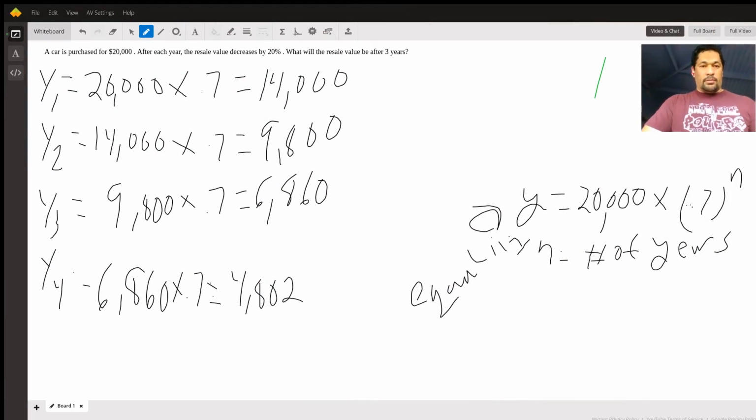So now in this example here, a car is purchased for $20,000. After each year, the resale value decreases by 20%. Was it? No, it was 30%. I remember in the question it was 30%. So we're going with 30%. What will the resale value be after 4 years?